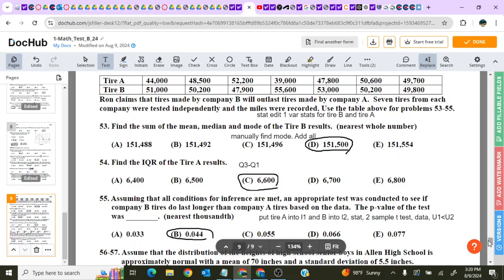So you'll want to put the data into L1 and L2, then go to stat, test, and then 2-sample t-test, and you'll use data mode, which will allow you to just put in the list. And then you can put tire A is less than tire B. If you put the wrong thing by accident, it's okay. Just subtract the p-value you get from 1, or 1 minus your p-value. And you'll get a value of 0.044.